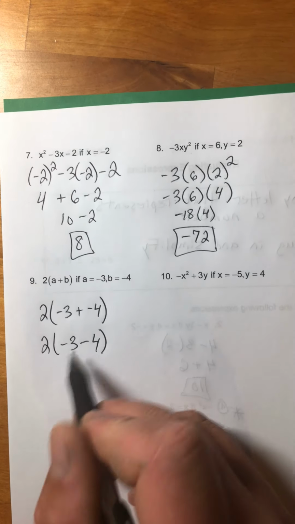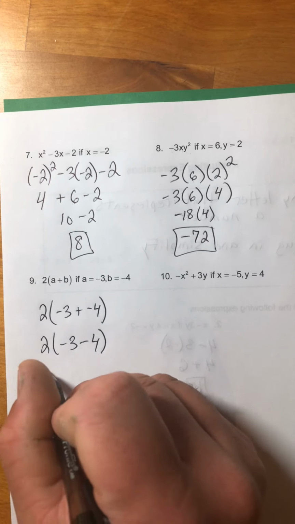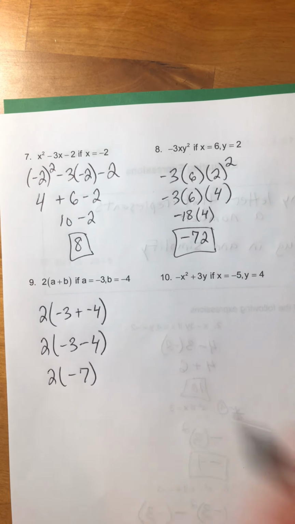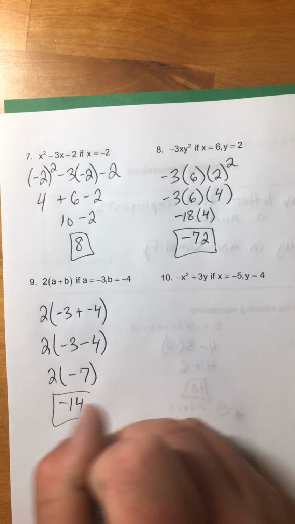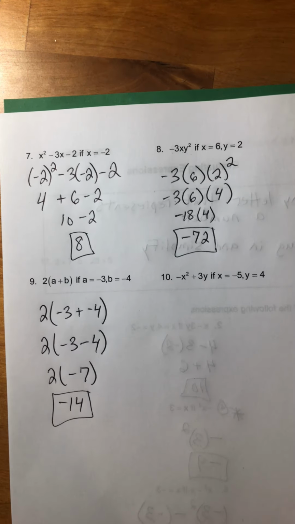All right. Now you can simplify these parentheses. That's negative 7. 2 times negative 7 is negative 14. So that one wasn't as bad as the last one, I don't think. Number 10 is a little bit trickier.